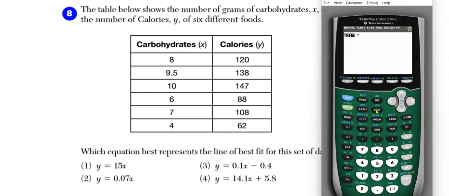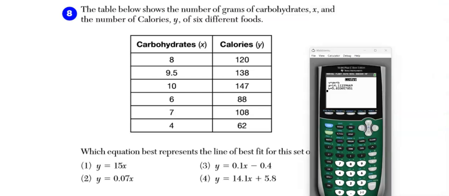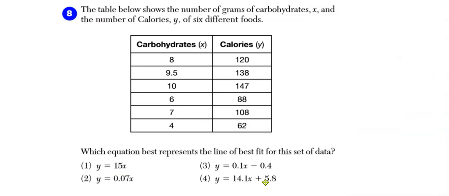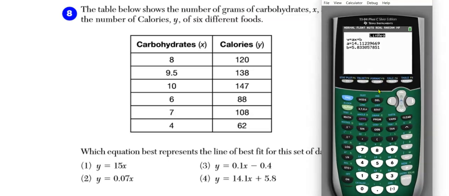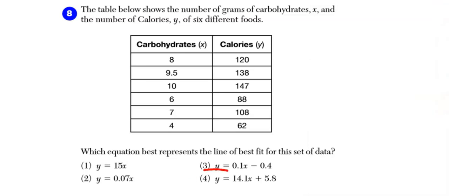I can go back to the Stat button, arrow over to Calc, and choose number 4, Lin Reg. Press Enter 5 times, and there are my numbers. They ask us which one represents the line of best fit, so when I look at my values, I see that my rate of change is 14.1 and that my initial value is 5.8. So that means option number 4.